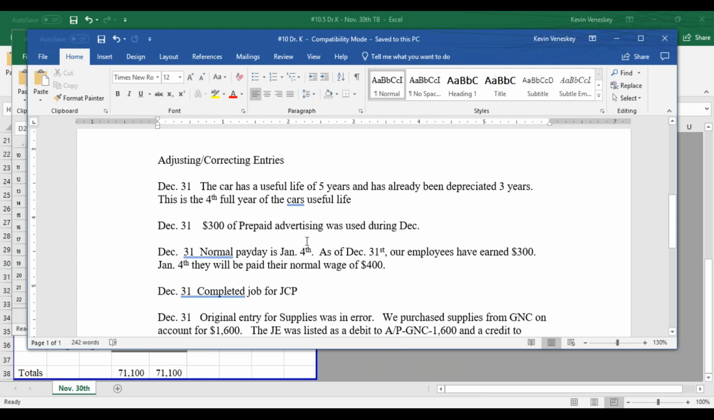$300 of prepaid advertising was used during December. Now, if you haven't finished these, do not just go along with me and write them down. There's no need for that. You're not going to learn anything. You need to go through these if you are really going to do well on the upcoming quiz and upcoming exam. You're going to have to know how to do these without me explaining them. You should have all these already done by the time we get to them. So continually pause the video, do as many as you can, and then come back to see how your answers match up.